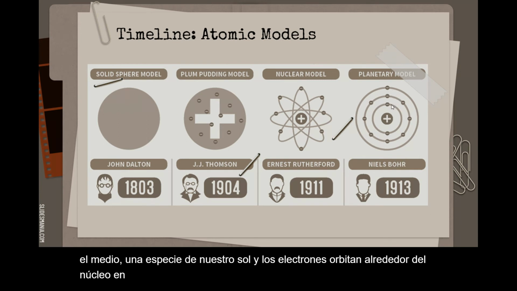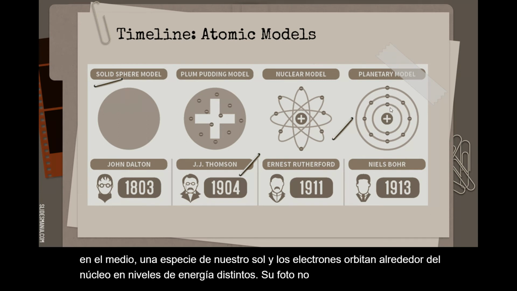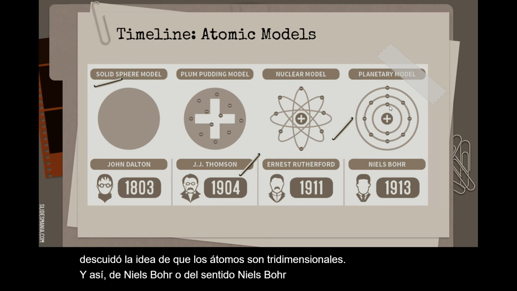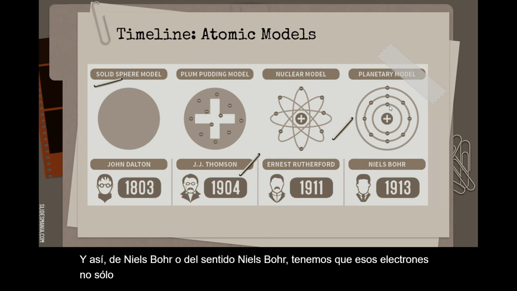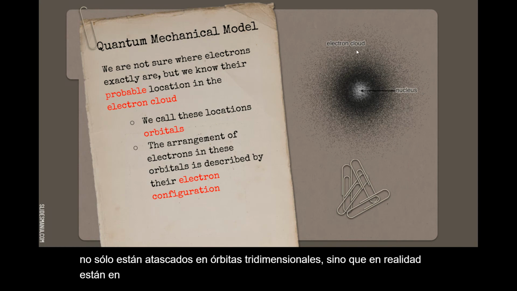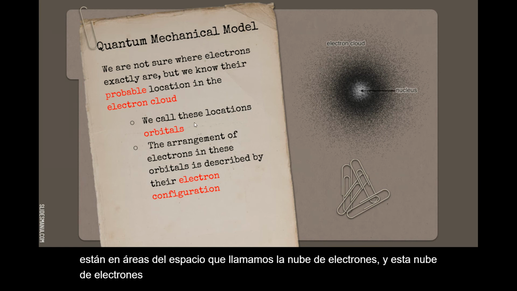His picture wasn't too far off, but it neglected the idea that atoms are three-dimensional. And so since Niels Bohr, we now know that those electrons aren't just stuck in two-dimensional orbits, but in reality, they are in areas of the space that we call the electron cloud. And this electron cloud is made up of probabilities that we call orbitals. And this all gets kind of confusing for now, and we'll come to this later on in the course.